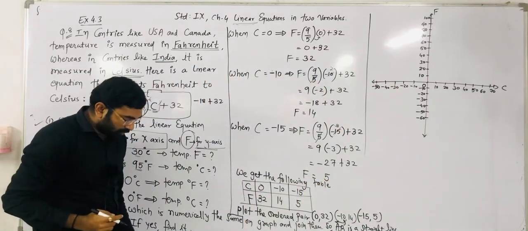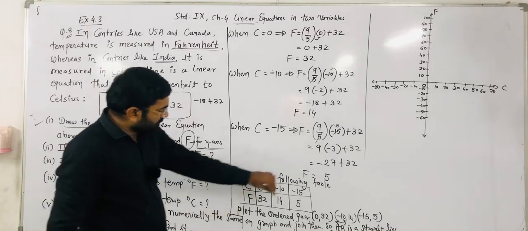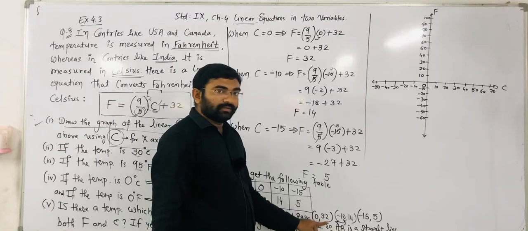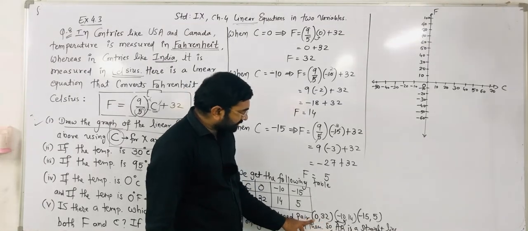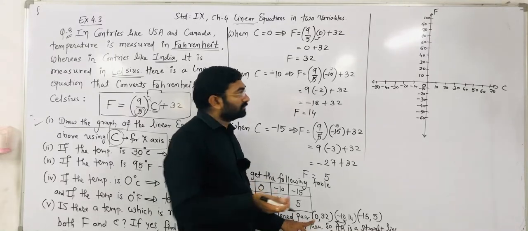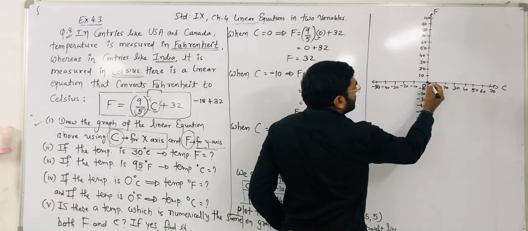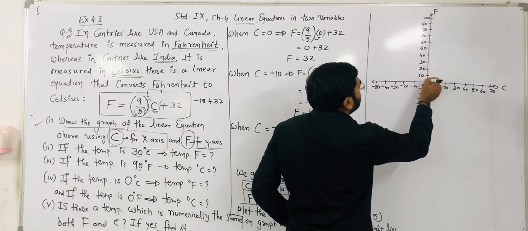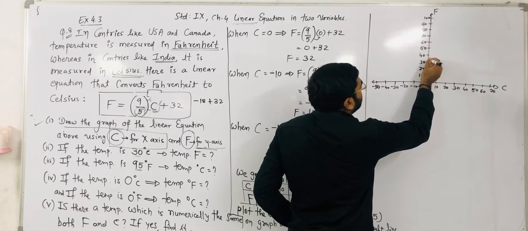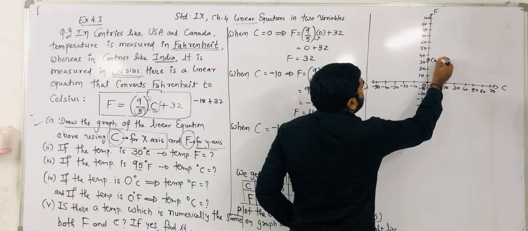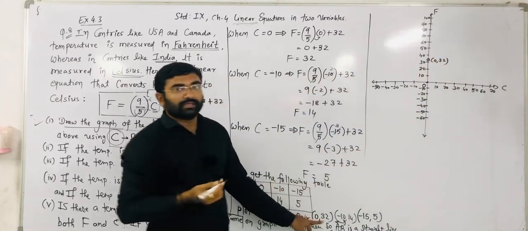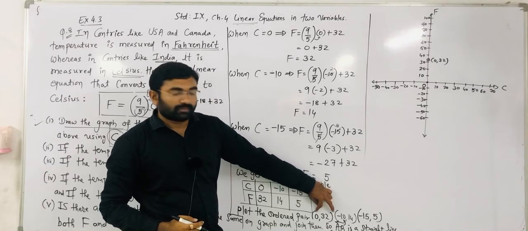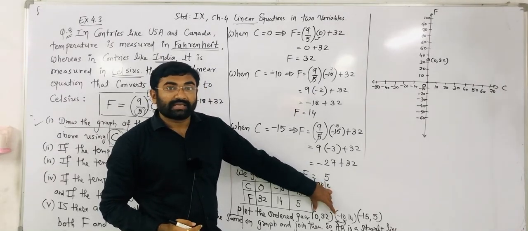Now we have to plot the ordered pairs. Observe the first pair: the x coordinate value is 0 and the y coordinate value is 32. So on the x-axis, where is your 0 value? On the x-axis, our 0 value is here, and the y value is 32. So that point is on the y-axis; after 30 we get 32 here. So that is our point (0, 32). In chapter number 3, we already studied that whenever the x coordinate of a point is 0 and the y coordinate value is given, that point lies on which axis?